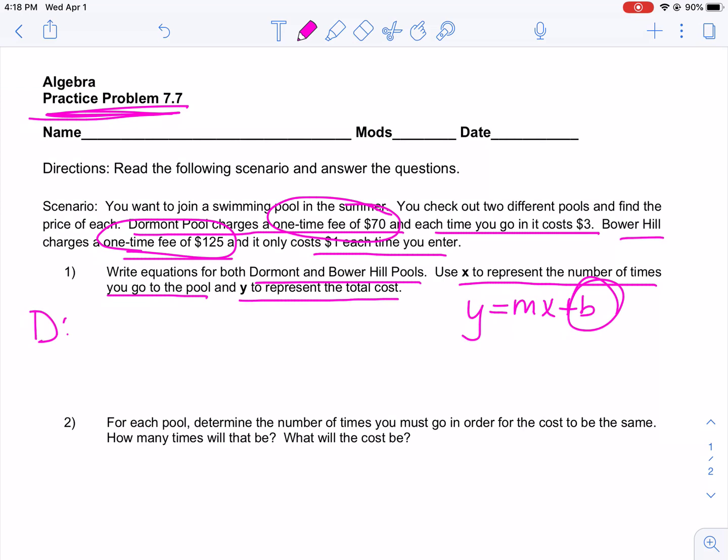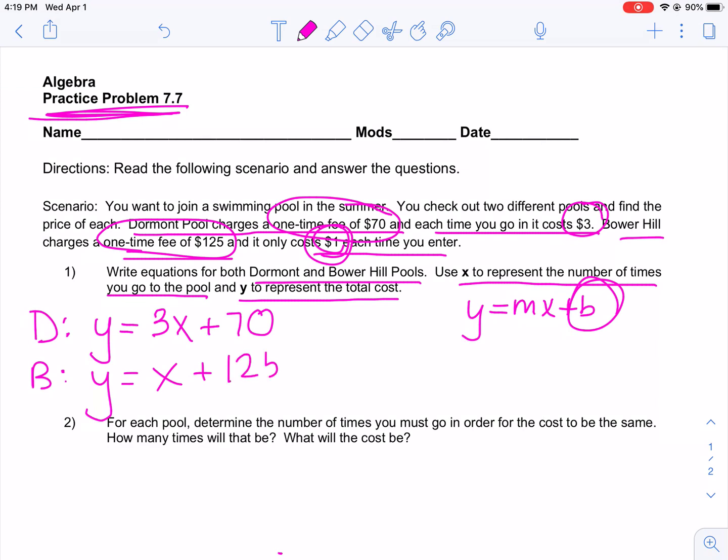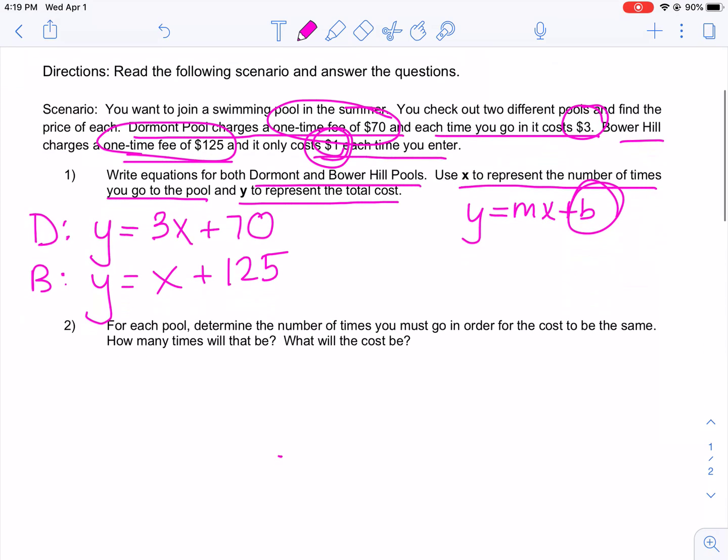All right, so Dormont is D. Let's take a look. Y equals, right, our total cost equals our constant rate, and our constant rate is $3, so we have 3x plus that one-time fee, which is $70. Bower Hill, y equals that total cost, remember? So total cost equals the constant rate, which is $1 each time. We're just going to write x. You can write the 1 there. I know a lot of you do like that. That's fine. But I'm just going to leave it as x. Plus that one-time fee, which is that $125 sign-up fee or one-time fee.